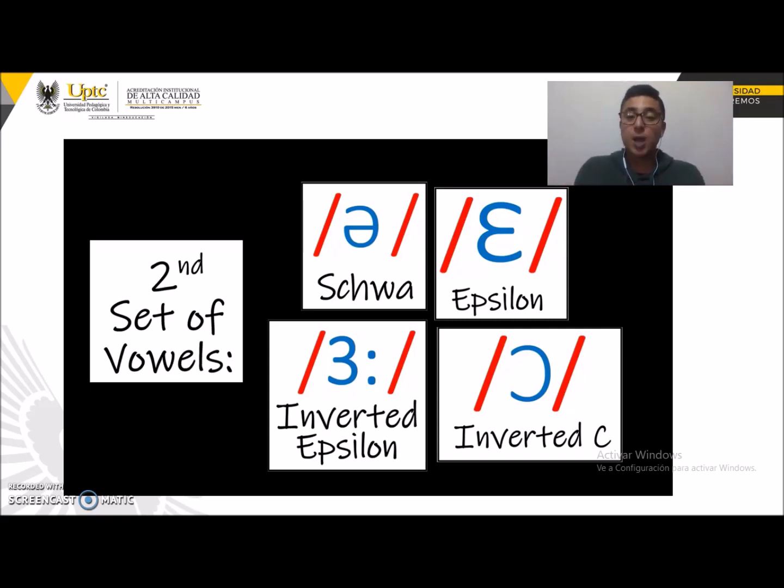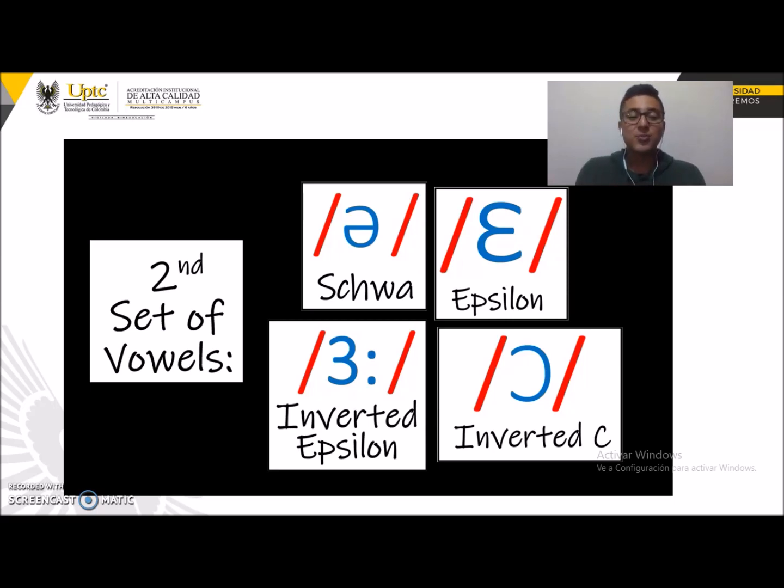Then we have inverted epsilon, which is different because we're not used to that sound, because in Spanish we separate all the sounds. Here with inverted epsilon, what we do is that we have the vowel sound plus R, and then we put them together, and then that's when the sound is produced. So remember words like first, it's not "fi-rst", it's not "fe-rst", but first, and bird and things like that. And last but not least, we have inverted C, which is our own O, so it's going to be really easy for you as well.